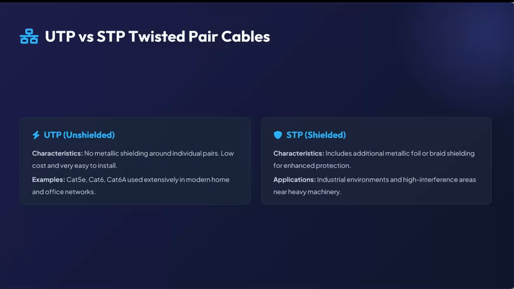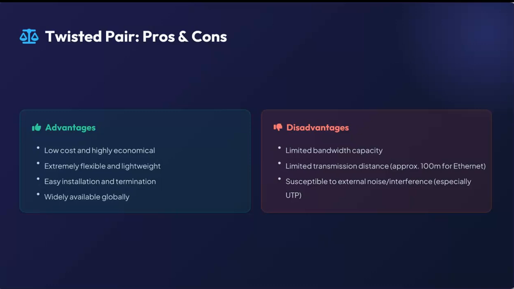The second is STP, which stands for Shielded Twisted Pair. Here, an extra metallic shield protects the cable from interference. This makes it suitable for factories, industries, and places where heavy electrical equipment is present. However, STP is quite a bit more expensive when compared to the unshielded twisted pair.